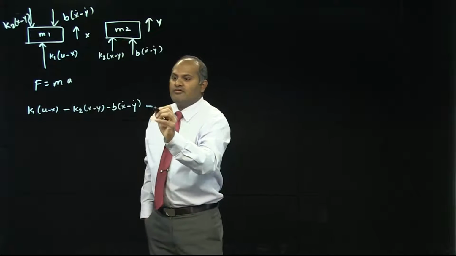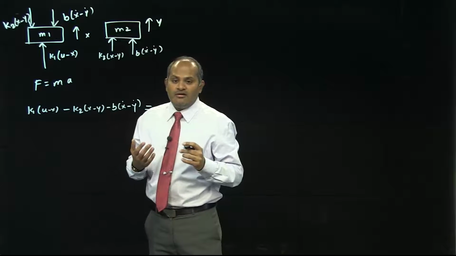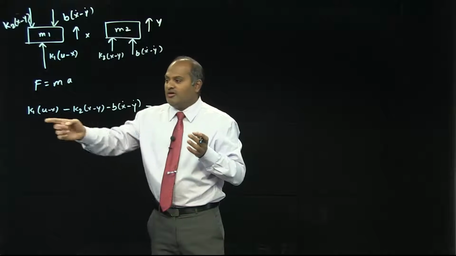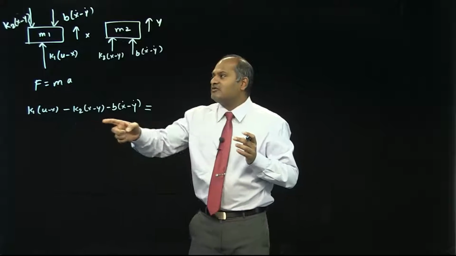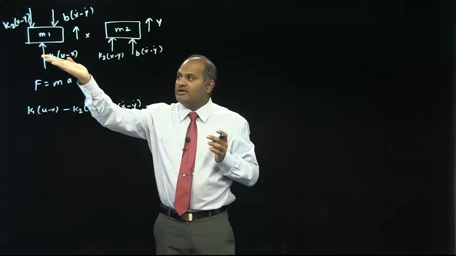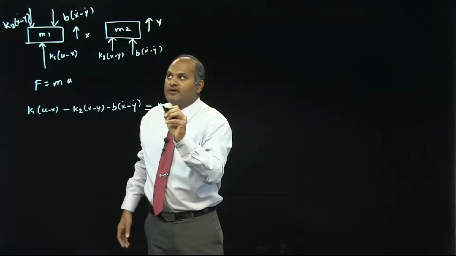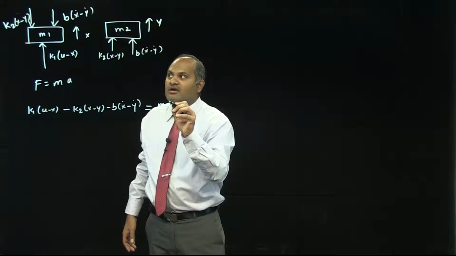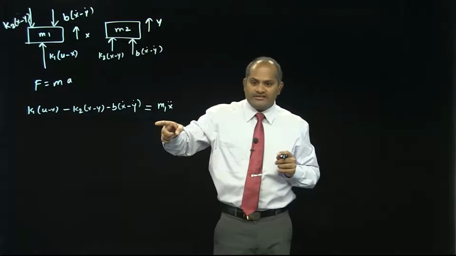This is the force acting on it, which will result in the acceleration. So, the resultant force produces mass into acceleration. This is the resultant force, that is the force acting on the body: this force minus the two opposite forces. So, you will have m1 into x double dot. So, this is how we formulate this equation.